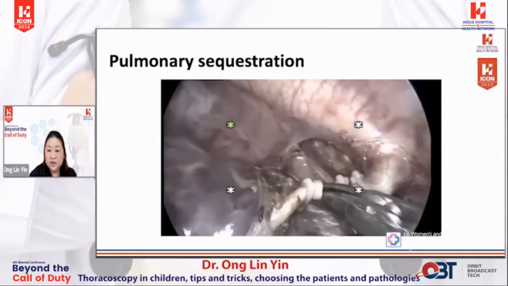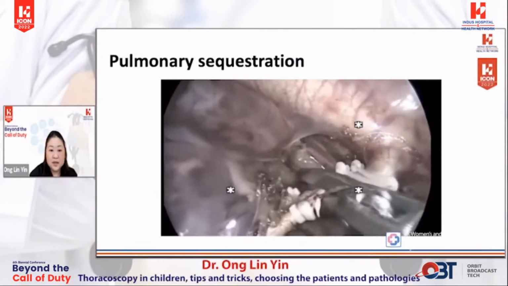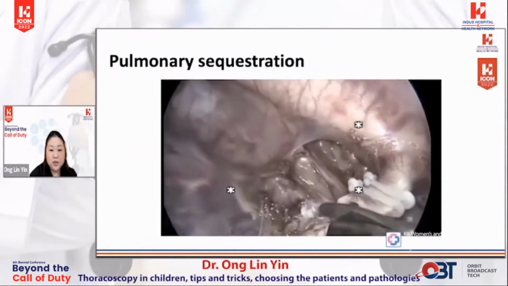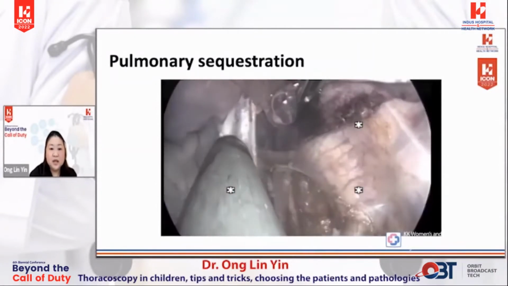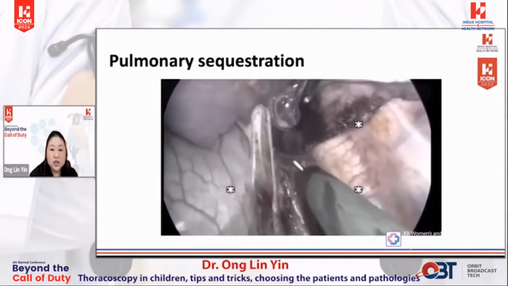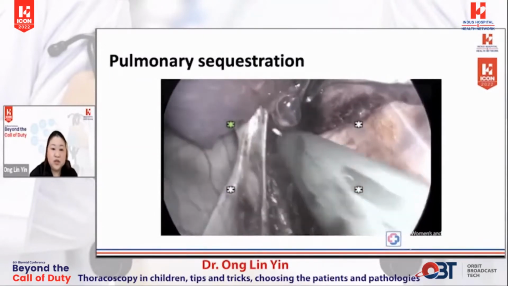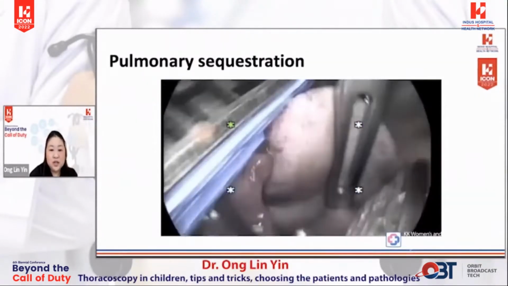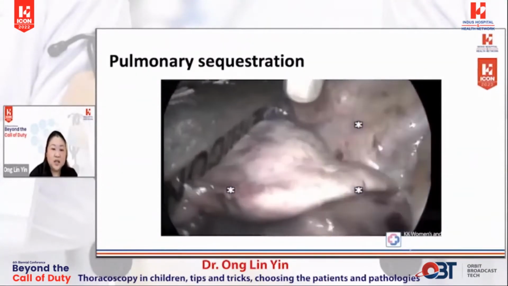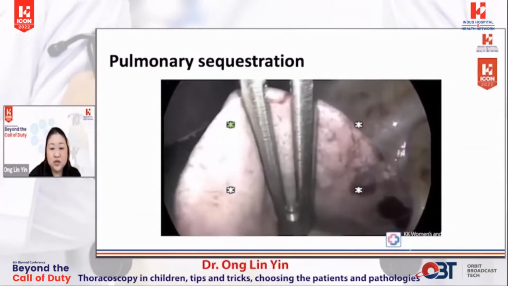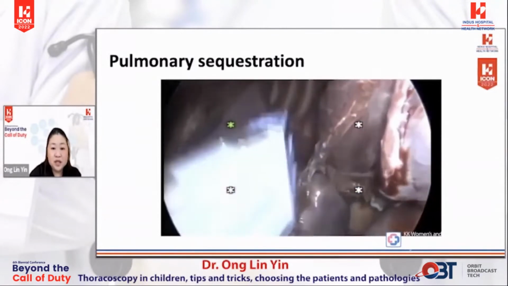Following division of the feeding vessel and the disruption of the arterial supply, the lesion will become more clearly demarcated. In this case, because it was a very small lesion, the surgeon was able to do a wedge resection of this intralobular sequestration. In the case where the lesion is larger and occupies a large portion of the lobe, a lobectomy will be necessary for complete resection.